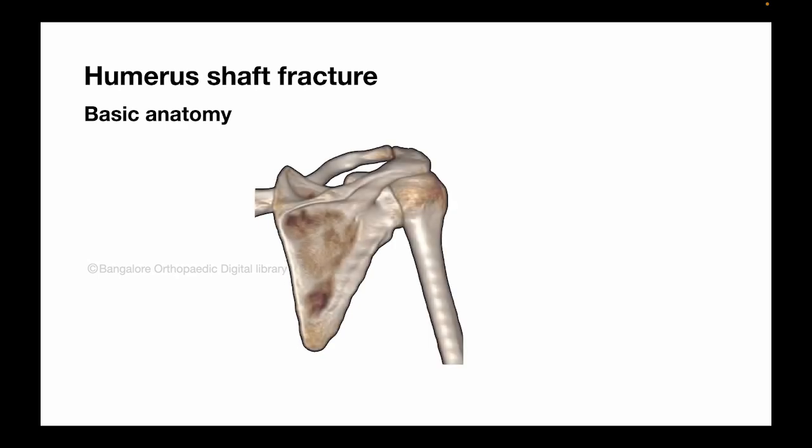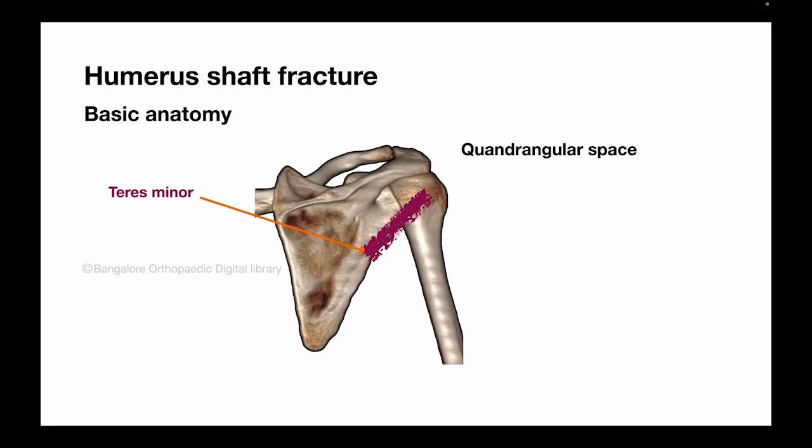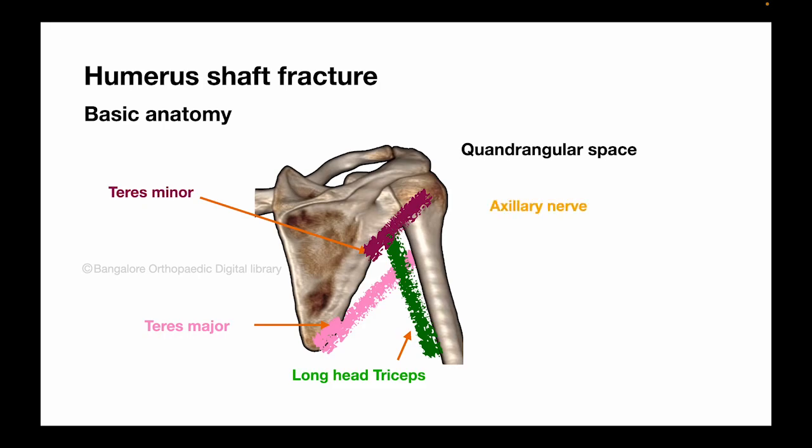Now let's look at the muscular spaces around the posterior shoulder and the humerus. The quadrangular space is bounded superiorly by the teres minor muscle, inferiorly by the teres major, medially by the long head of triceps, and the lateral boundary is formed by the surgical neck of the humerus. Axillary nerve, accompanied by the posterior circumflex humeral vessels, pass through this space.